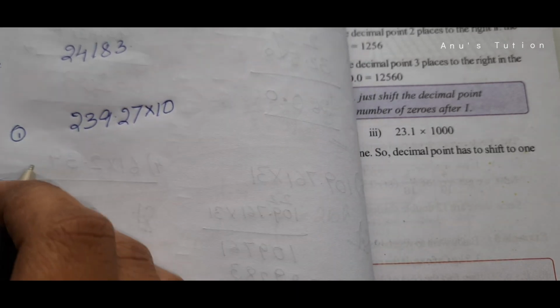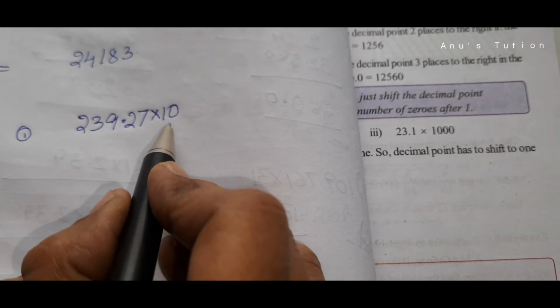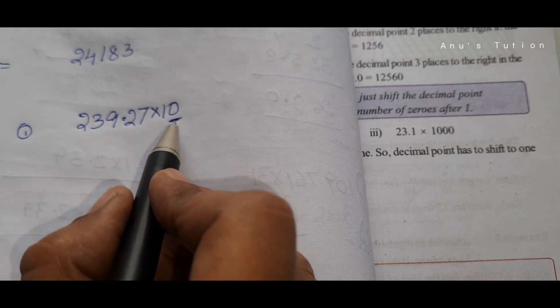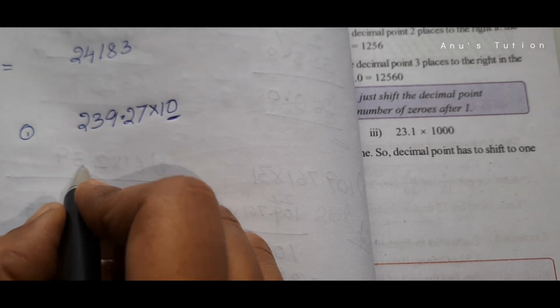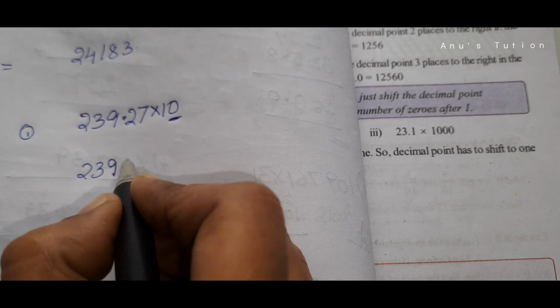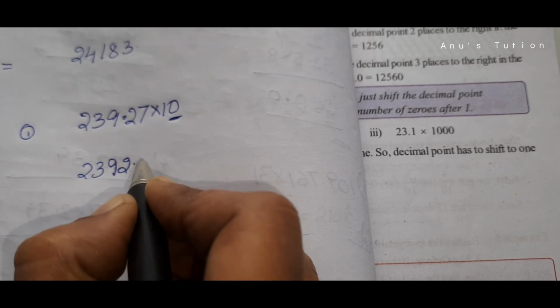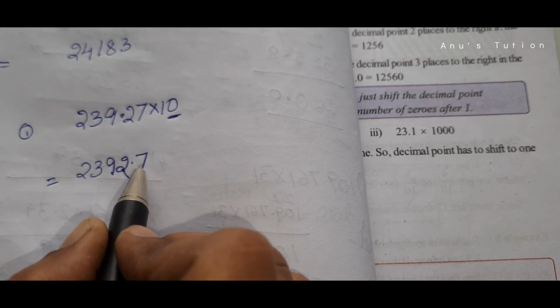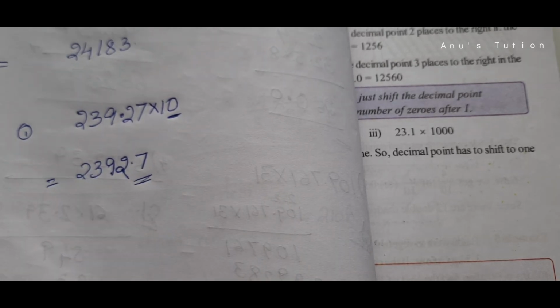Simply we can multiply here. Here is a 0. What is the rule? If the 1 0 will be there, then the decimal point will be shifted to next place, one place to the right of the given decimal number. This is the answer. That's it. Okay.